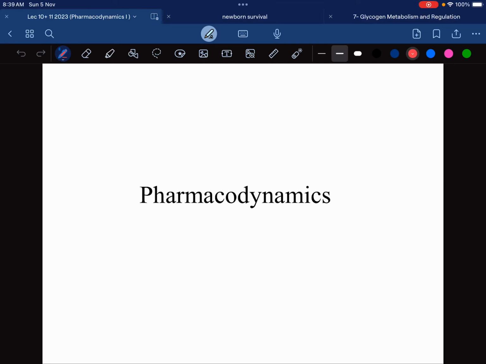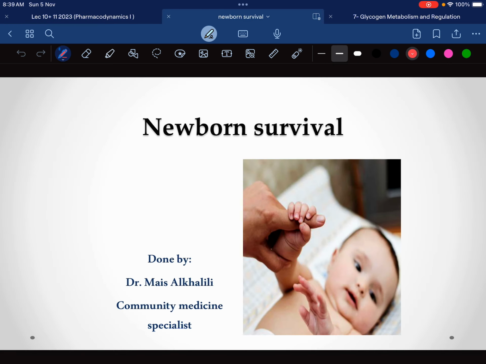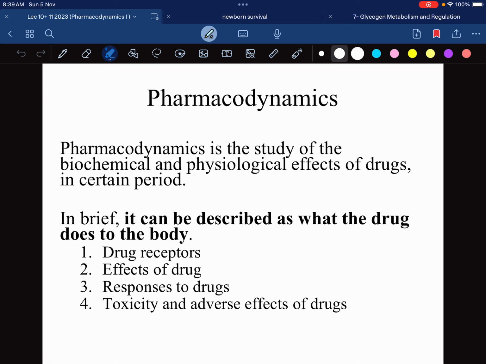In pharmacodynamics, what is the meaning of pharmacodynamics? It is the study of the biochemical and physiological effects of the drug over a certain period of time. It can be described as what the drug does to the body. Pharmacodynamics covers what the body may do to the drug and what the drug does to the body.